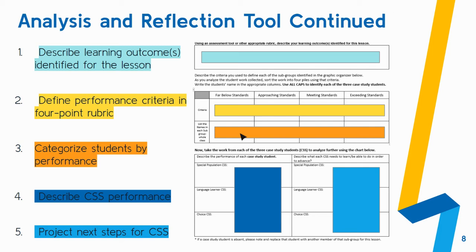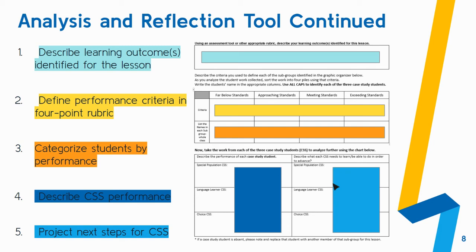If you use initials for confidentiality reasons, please make your case study students bold to help easily identify them. You will then specifically describe the individual performance of your 3 case study students, the darker blue box, and then describe what each case study student needs to do in order to advance in the boxes that are shaded in blue. Think about what the student needs to do in order to achieve the next performance level.